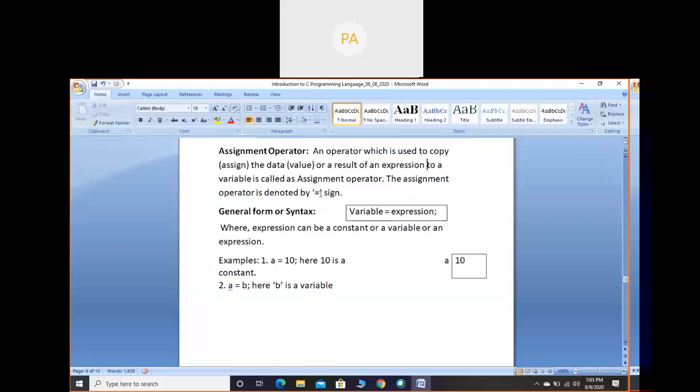So here is the general form or the syntax. Variable equals to expression. Okay. So today's class we will go a little bit slow because it's a very important topic throughout the C programming language, assignment operator as well as increment decrement operators. So let me explain this in detail.